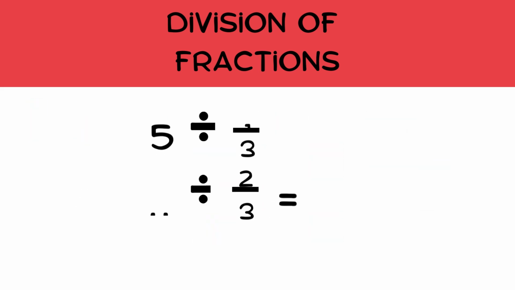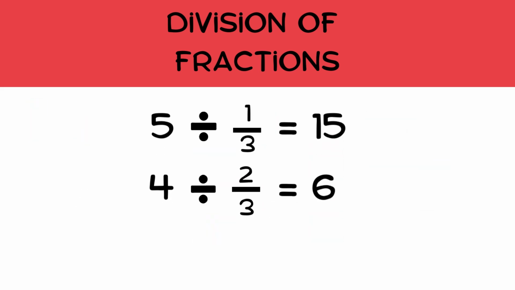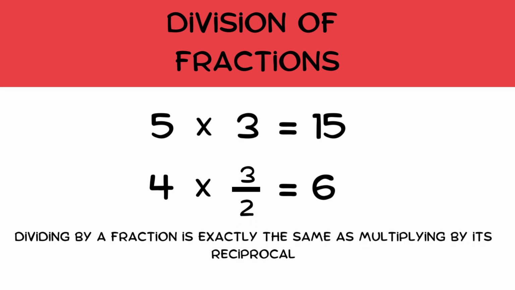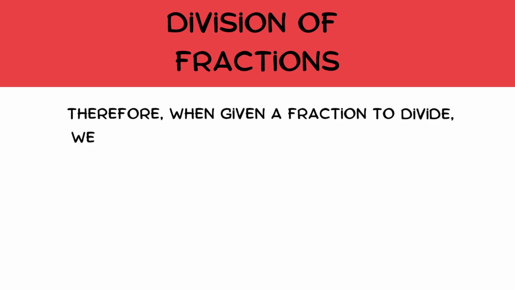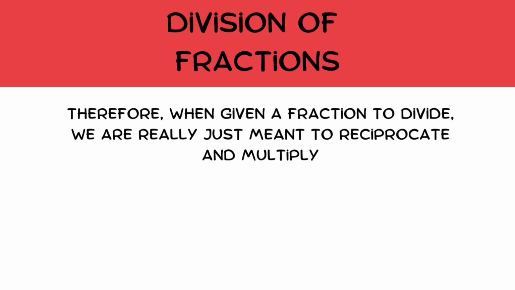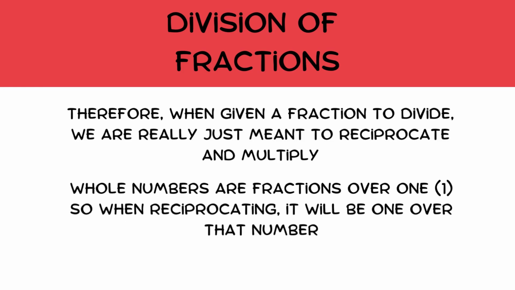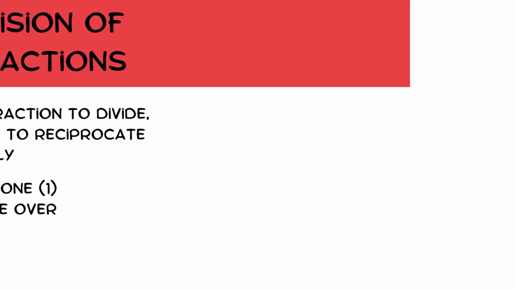If we break down those 2 answers, what we can find is that dividing by a number is the same as multiplying by its reciprocal, which is the simple rule of division. So, when we are asked to divide fractions, we are really just multiplying by a reciprocal. Don't forget that integers are also fractions over 1, so its reciprocal would be 1 over that number.